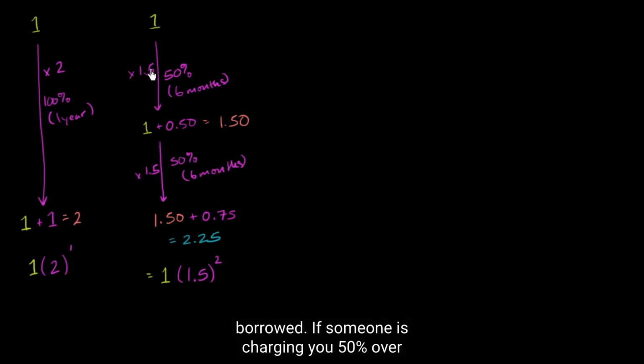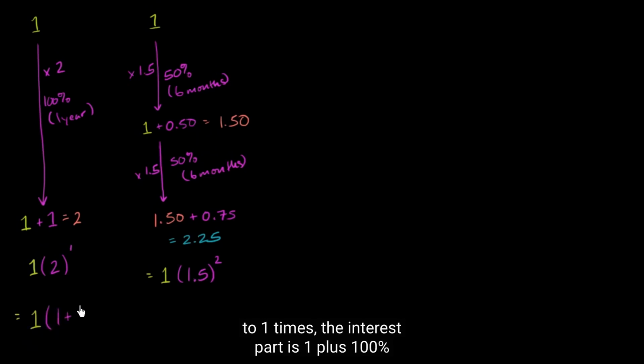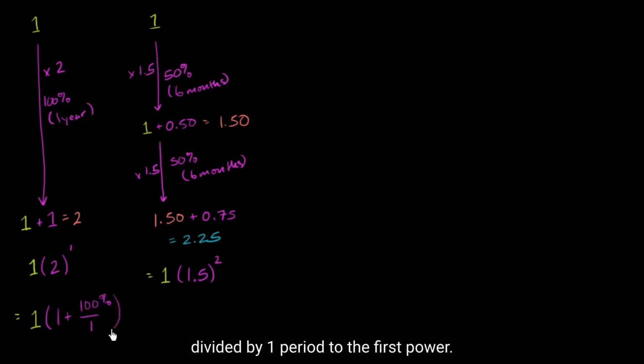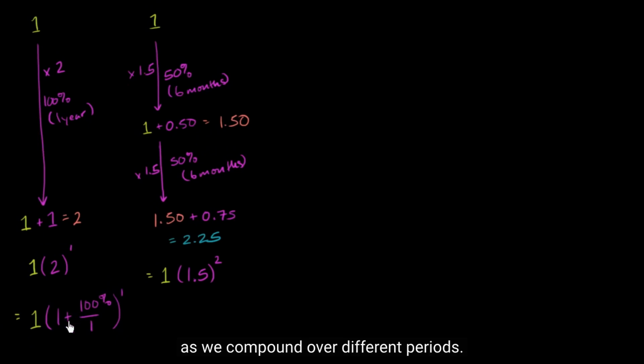If someone's charging you 50%, over every period, you're going to have to pay whatever you borrowed, so that's the one part, plus 50% of it. So 1.5 times what you borrowed. So you multiply times 1.5 every time. And if you wanted to see how this actually related to the interest, you could view this as 1 times the interest part, 1 plus 100% divided by 1 period, to the first power. And I know this seems like a crazy way of just rewriting what we just wrote over here, writing 1 plus 1, but you'll see that we can keep writing this as we compound over different periods.